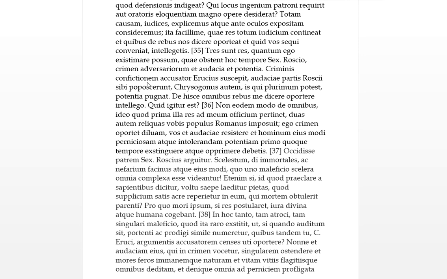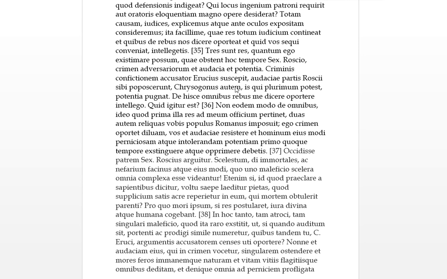Criminis, nominative, what do you call it? Genitive. Confictionem accusator Erucius suscepit. So this is a double nominative here, the accusator Erucius in that position. So the accusator Erucius has suscepit. He has taken up this fiction, this conviction of a crime or of accusations. The audacia partes Rosci sibi poscunt. So the boldest parts, of the Roscius, the Roscii have demanded for themselves. So we've covered two parts so far.